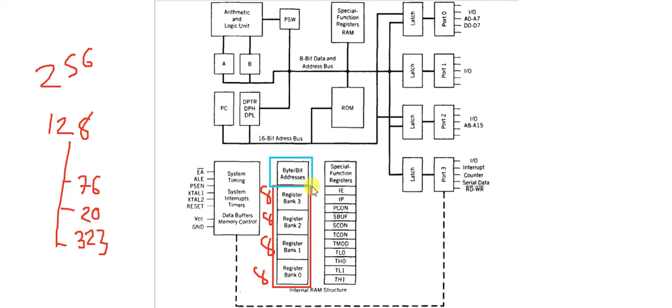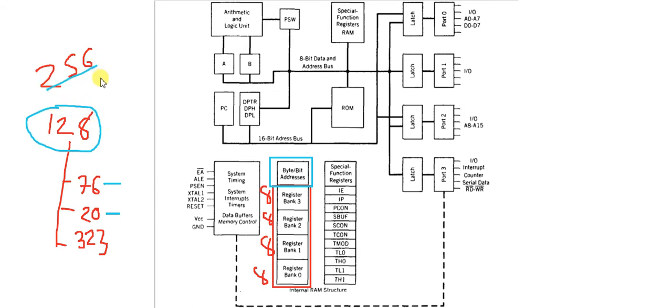RAM. So this bit addressable RAM has 20 bytes of memory, and these bytes can be accessed by byte address and bit address. Okay, so this is the second part. The third part is general purpose RAM, which is not shown here in the diagram, but the remaining RAM is called the general purpose RAM, where you can store your temporary data for processing. Okay, so this way the lower 128 bytes is configured.